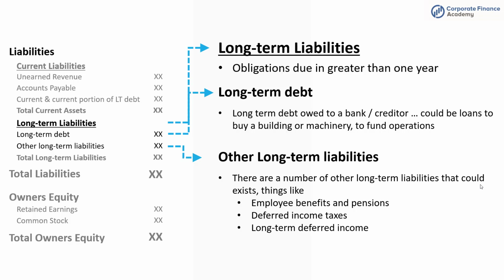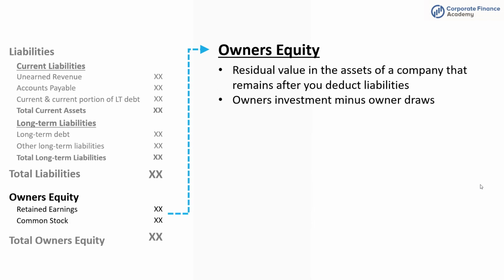And then the other long-term liability here is the other bucket. So lots of things could go into this bucket as well: employee benefits, employee pensions, income taxes that are going to be owed in the future, or some other type of long-term deferred income.